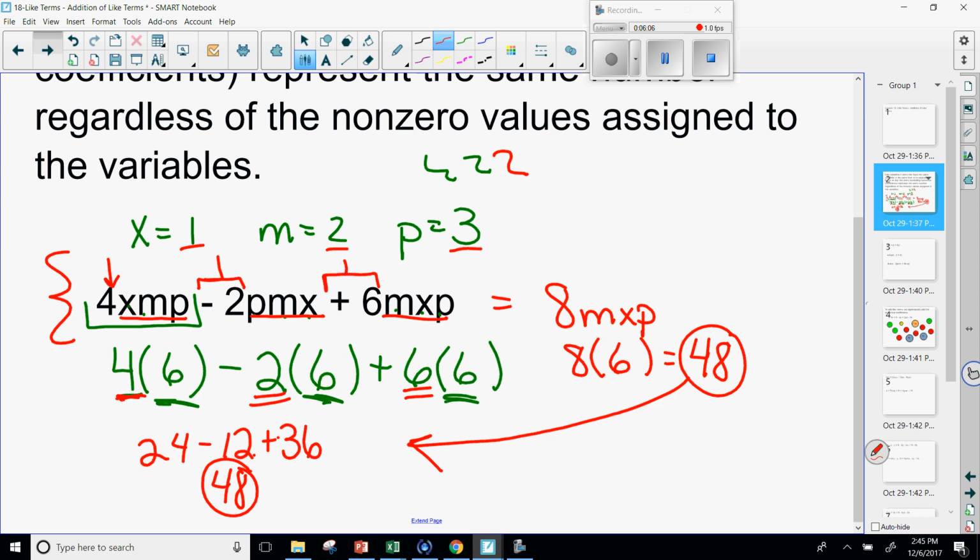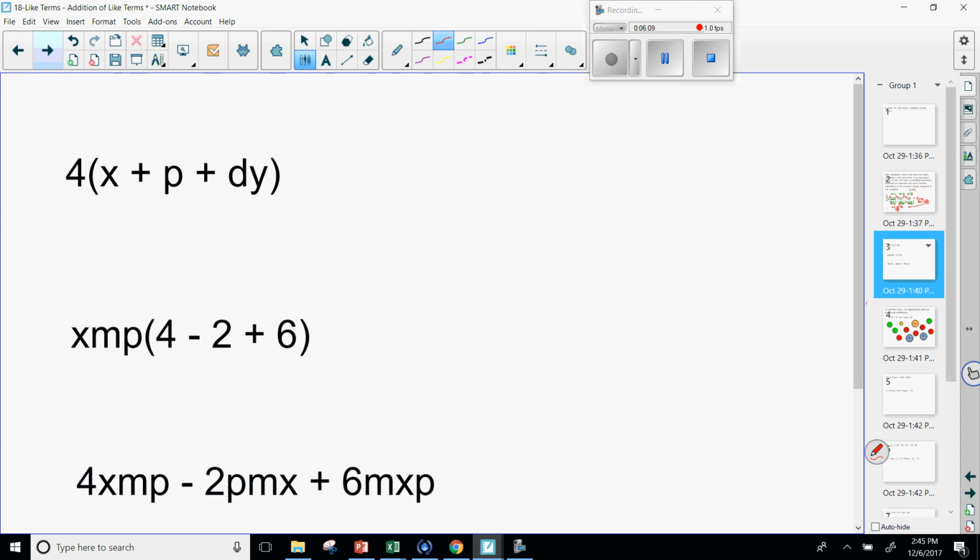So here's what we want to do. First of all, we are going to look at this top expression, and we know that we can do something with that expression, which is the distributive property. What do you get when you use the distributive property?